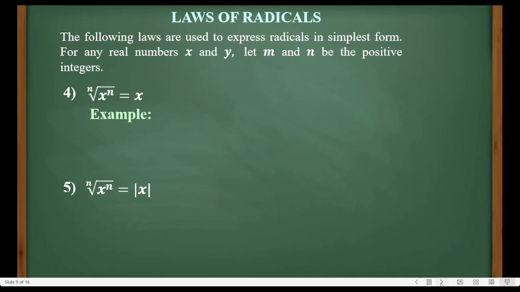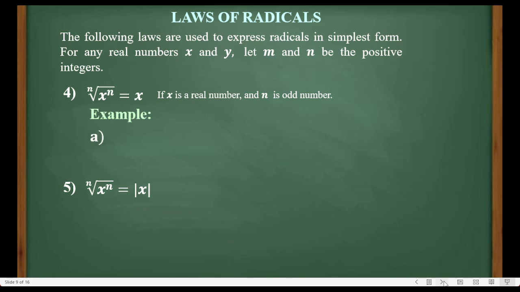Okay, so we now proceed to the next law, which is the fourth law. The nth root of x to the n is equal to x. For our example, again, we go back to the condition under this law. This particular law can be considered if x is a real number and the index n is an odd number.